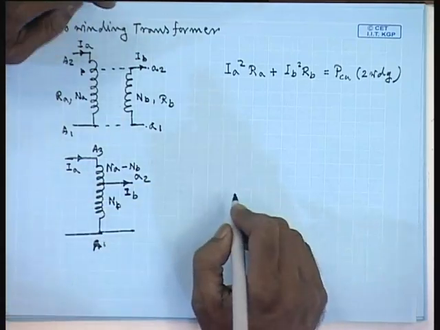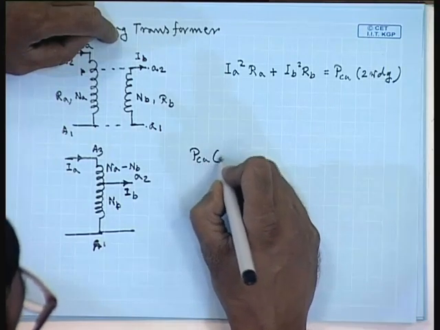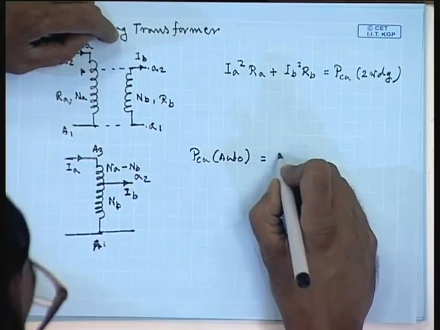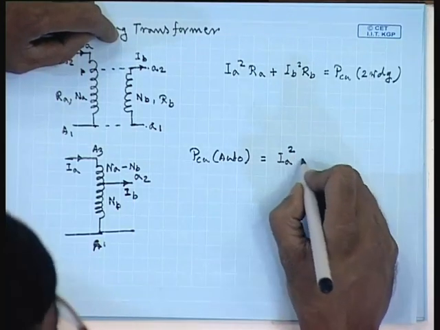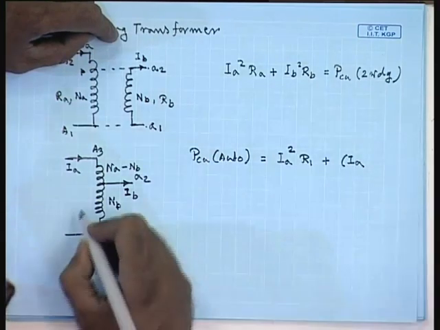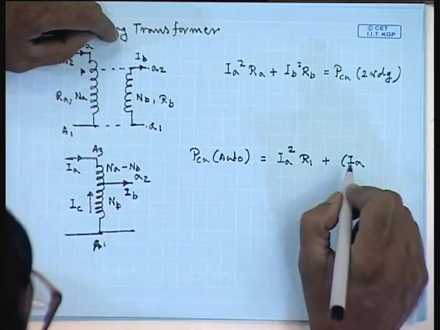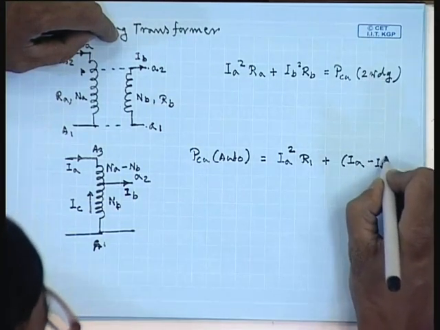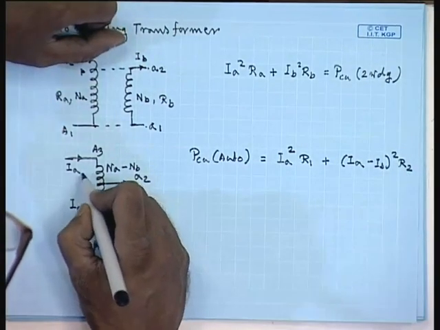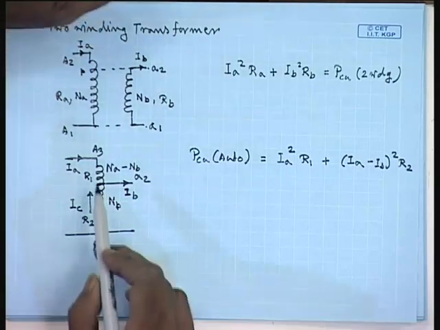In this case, the power loss PCU auto transformer is equal to IA square into R1 plus IC square R2, where this current IC is IA minus IB, so (IA minus IB) square R2, where R1 is the resistance of this part of the winding and R2 is the resistance of this part of the winding.